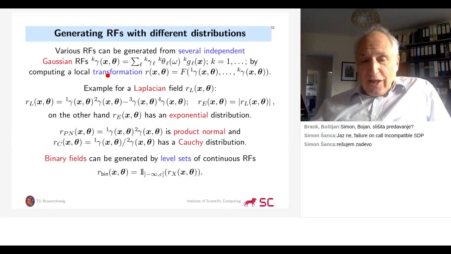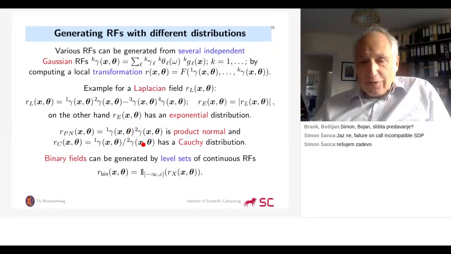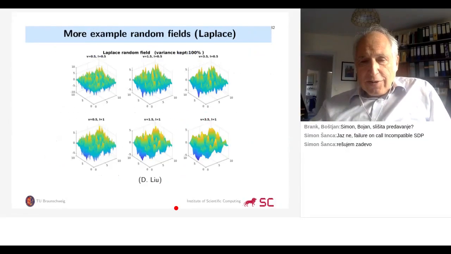From these random fields, we can generate binary random fields, for instance when you have 2 materials mixed, by taking level sets of such a random field. So we take a level set up to level C, it's one thing, and from level C onwards, it's another thing. So this is the function which is 1 if the random field is below C, and otherwise 0. Let's see what this looks like. This is a Laplacian Gaussian random field, again with increasing smoothness and increasing correlation length as we go down.